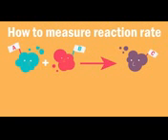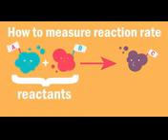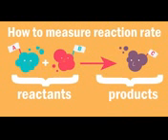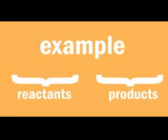The rate of a chemical reaction can be measured in two ways. The first way is to measure how quickly the reactants, that's the substances on the left of the arrow in the equation, decrease. The second way is to measure how quickly the products, that's the substances on the right of the arrow in the equation, increase. Looking at an example for each of these two methods would help you understand this.